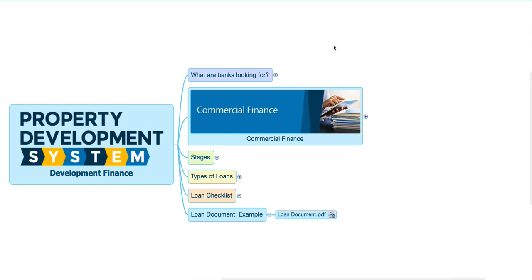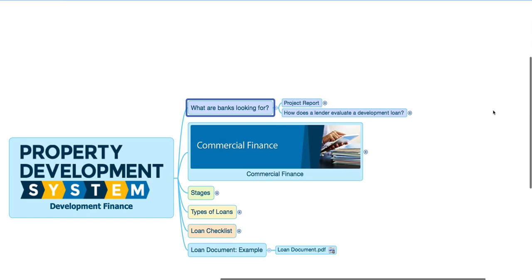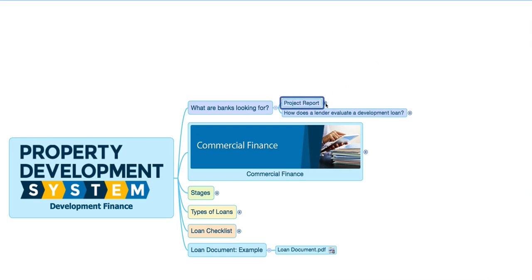So let's look at what banks are looking for when they give you finance. First off, if I was to go and get finance from a bank for a development project, I usually don't go to them empty-handed, or just talk to them and say, okay, we're looking for a loan. I usually prepare a project report. I will explain how to compile a project report towards the end of this course.